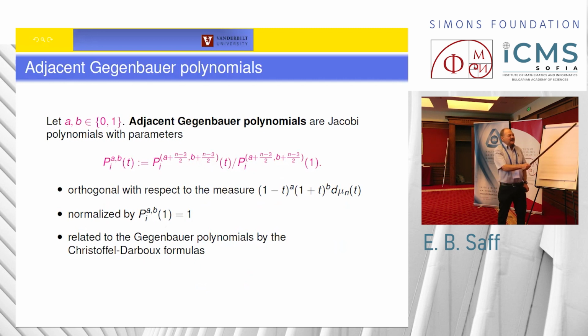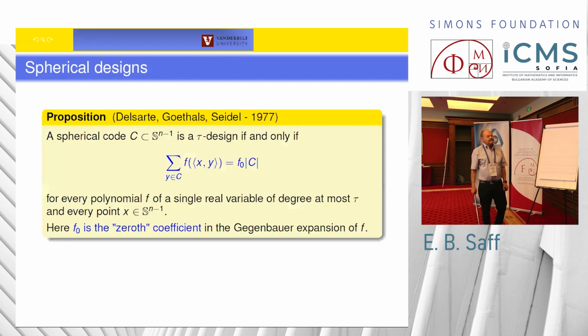Perturb it by a, so a or b, that could be 1. And so that we call an adjacent Gegenbauer polynomial, and that just affects the orthogonality measure in this way. And again, we normalize by making it equal to 1 at 1. So, all right. Okay, so here is a famous result, simple result actually.